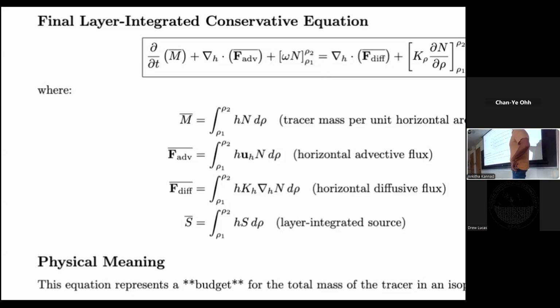So that's this. And so what this term is saying in this budget is that the only things that can change the mass of the tracer within your layer are a divergence of horizontal advection, a divergence of a horizontal diffusion process, and then things that are fluxing across the boundaries of the isopycnal. This is the diapycnal component here and here.